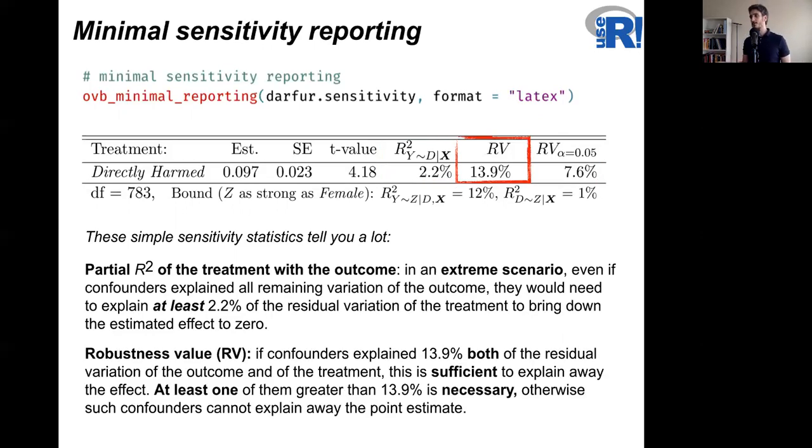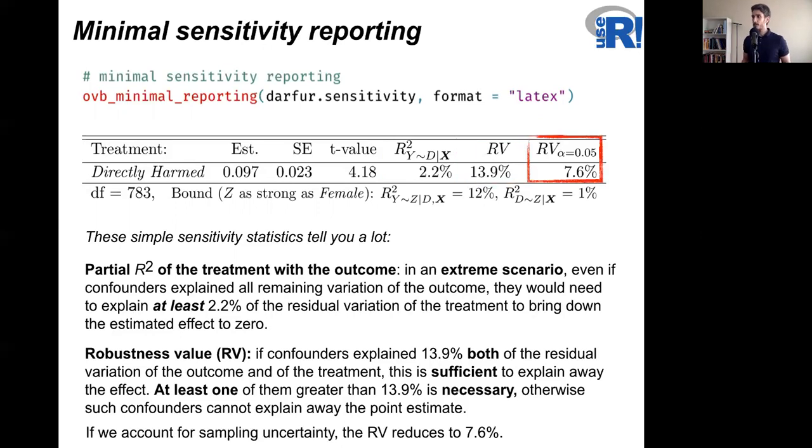But the partial R-square may be too extreme a scenario. So this leads us to the second sensitivity statistic, which is the robustness value. And here, a robustness value of 13.9% means that if confounders explain 13.9% of both the residual variation of the outcome and of the treatment, this is sufficient to explain away the effect. On the other hand, it also tells you that if you think confounders cannot explain 13.9% of the residual variation of either the treatment or the outcome, then you're safe. This confounder cannot explain away the point estimate.